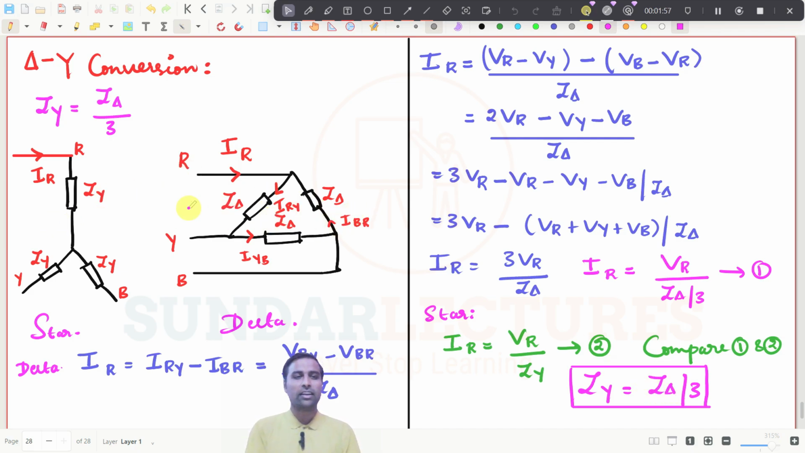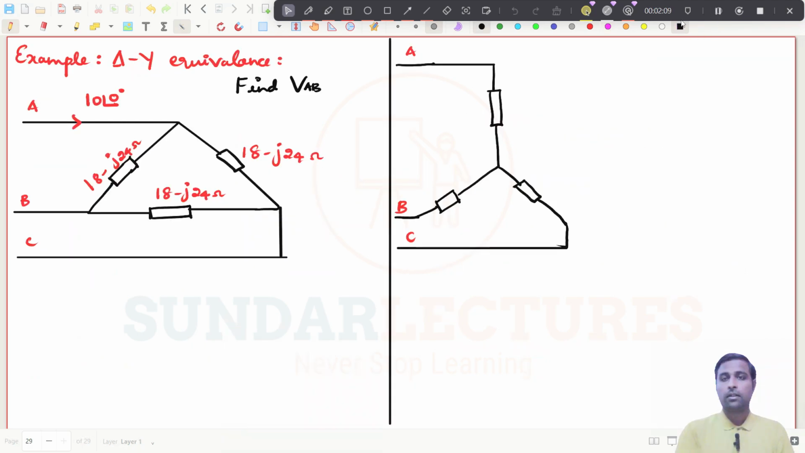If both values are the same and I want to convert this star into delta, what do I have to do? I just have to multiply all the values by 3. Simple, right? Maybe we will take an example. Right now you just see, we have taken one example. We try to convert this delta into its star connected equivalent impedances, right?